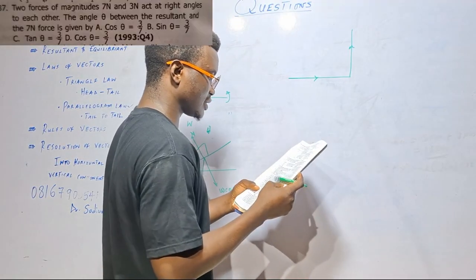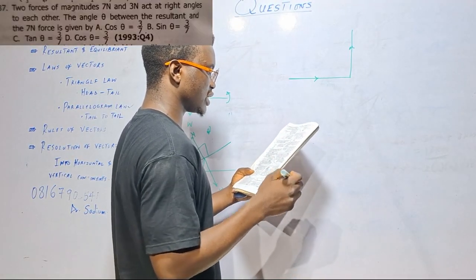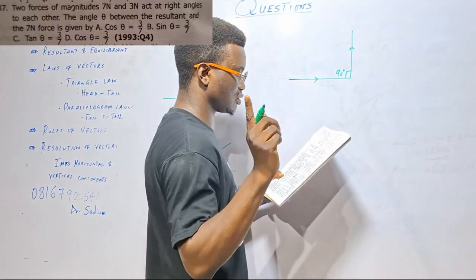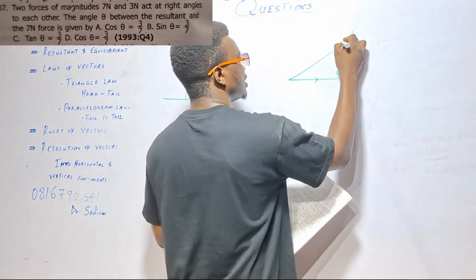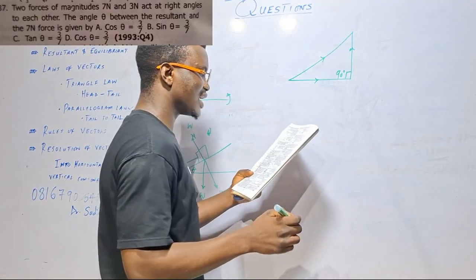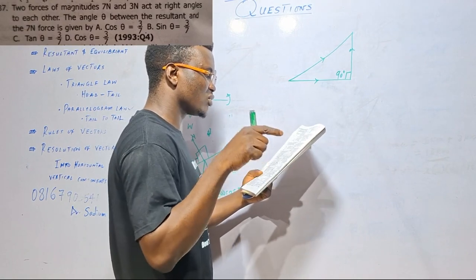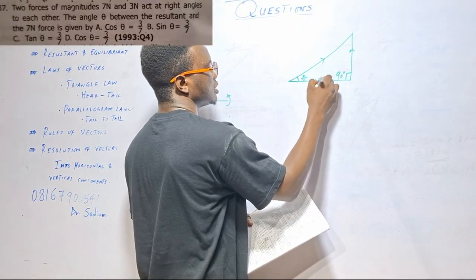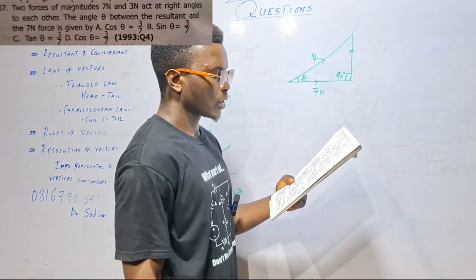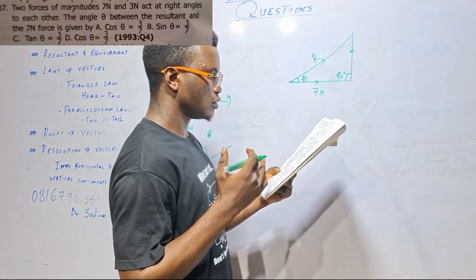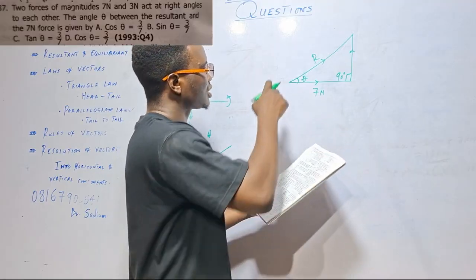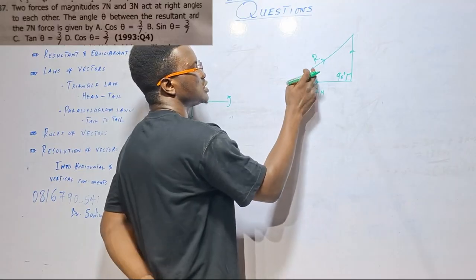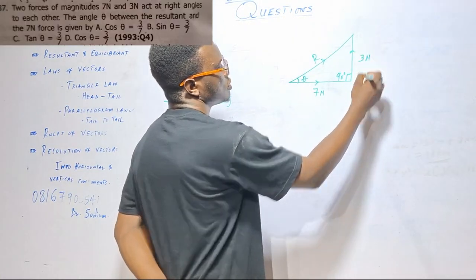So they now say that two forces of 7 Newton and 3 Newton are at right angle, meaning they are at 90 degrees. We're going to have their resultant like this. They now say that the 7 Newton makes an angle theta. So this is the 7 Newton, this is the resultant, and the angle theta between the resultant and the 7 Newton is what we want to look for. So this side is going to be 3 Newton.